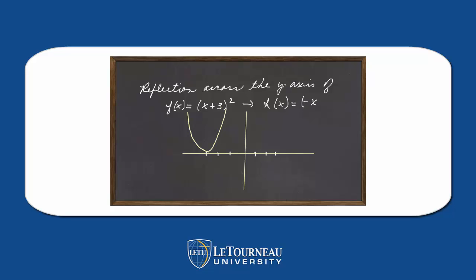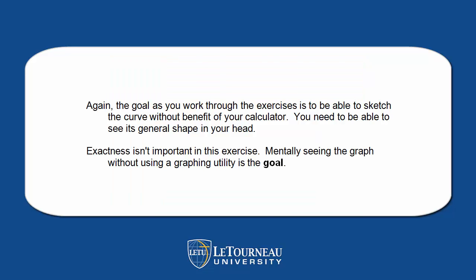Now, I want to show you how you get the reflection across the y-axis here. Notice we're starting with x plus 3 squared. We change it to minus x plus 3 squared. Remember the goal. Exactness isn't important. I want you to be able to see the graph without having to resort to a calculator.